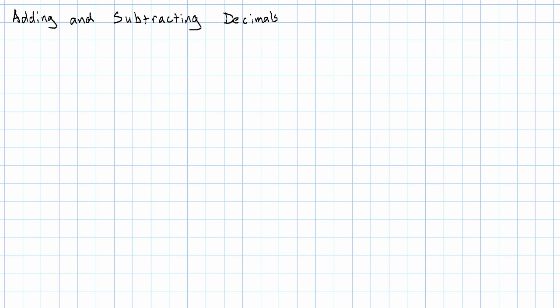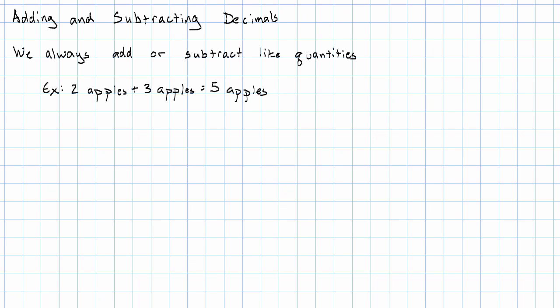When we add or subtract, whether we know it or not, we're always adding and subtracting like quantities. If we don't have like quantities, it doesn't really make sense to add or subtract them. So we could add 2 apples plus 3 apples equals 5 apples, or 2 hours plus 3 hours equals 5 hours. But it wouldn't make sense to add 2 hours plus 3 minutes.